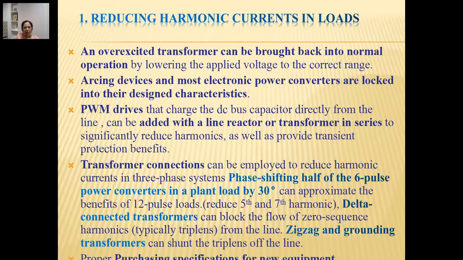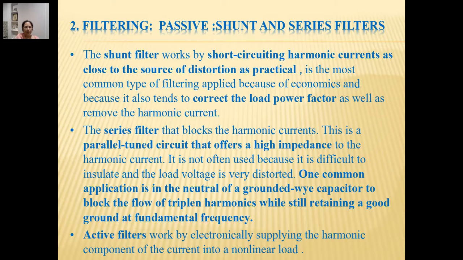Proper purchasing specifications for new equipment. This is one more added line, because if we have appropriate specifications, then we can get equipment which will not be generating that many harmonic currents in the line. The second option is filtering.